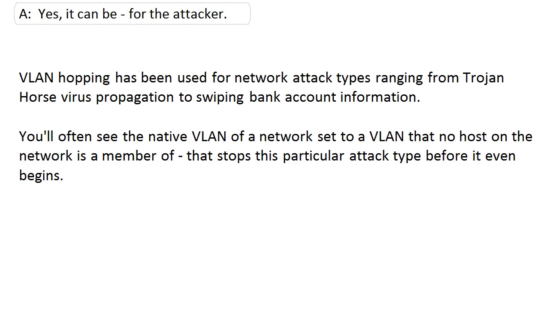Now, what you'll often see when you go to production networks, and the first time you see this, it'll throw you a little bit: you'll see the native VLAN of a network set to a VLAN that no host on the network is a member of. And you look at that the first time and you're like, well, why are you doing that? Why are you using the native VLAN, which of course cuts down a little bit on overhead, because we're not putting that tag on the frame. Well, we're doing that as a trade-off, because if we do that, and again, what you're doing is setting the native VLAN to a VLAN that no host on the network is a member of, that stops this particular attack type before it even begins. So that's pretty good stuff.